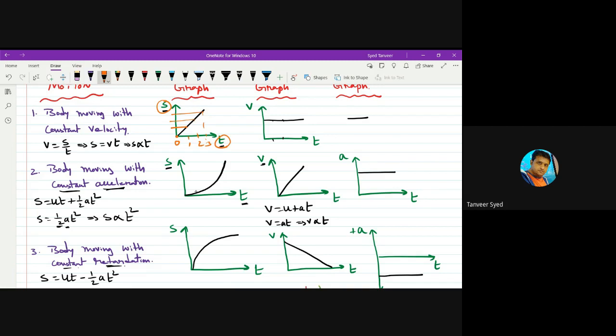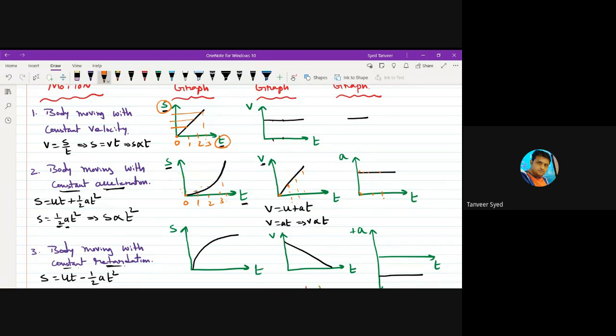What does this graph show you? At t equal to 0, displacement is 0. At t equal to 1 second, displacement is this; at 2 seconds, this; at 3 seconds, this; at 4 seconds, this. Here, at t equal to 0, velocity is 0. At t equal to 1 second, this is velocity; at 2 seconds, this; at 3 seconds, this. Here, at t equal to 0, this is acceleration; at t equal to 1, this is acceleration; at t equal to 2, this is acceleration. It is not at all changing. This is what these motion curves represent.